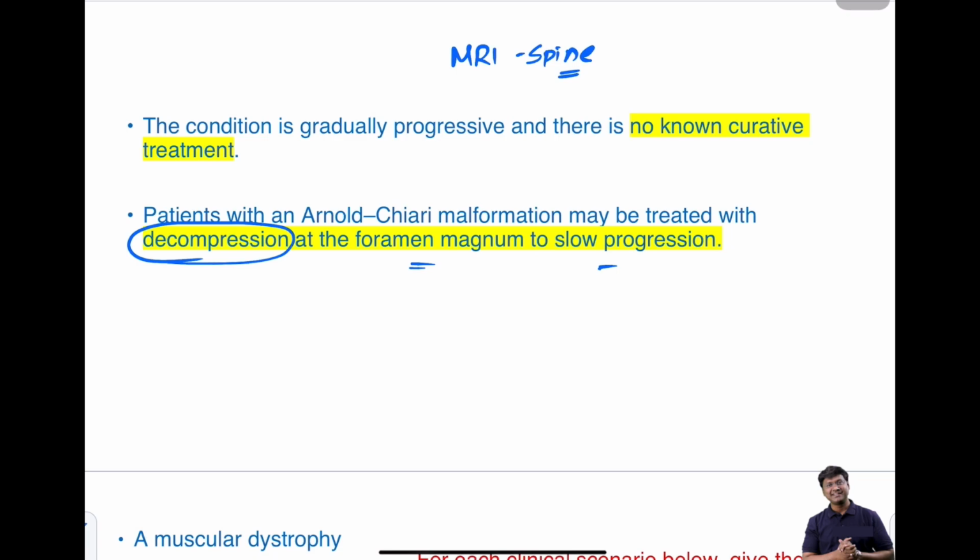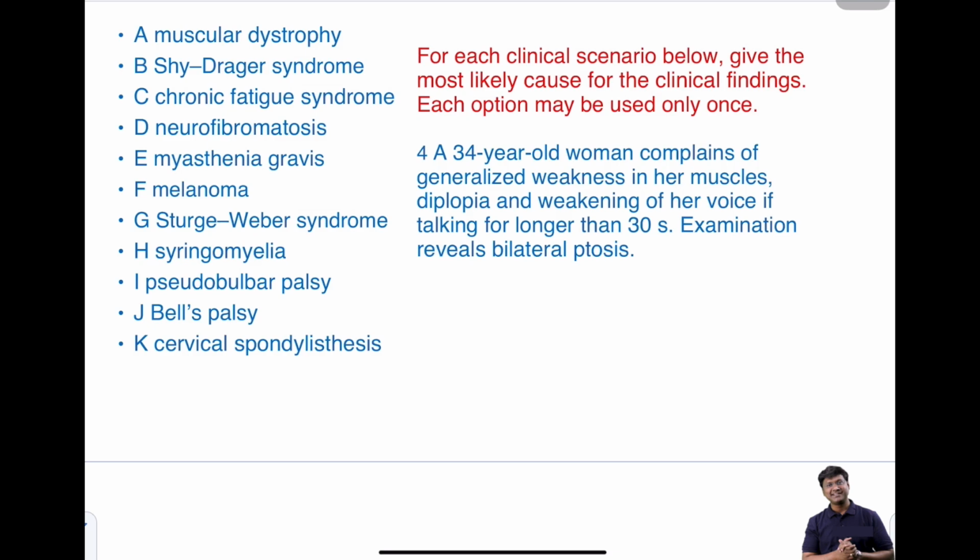So that is about the syringomyelia, right? The third clinical scenario. Now coming to the fourth clinical scenario, a 34-year-old woman complains of generalized weakness in her muscles, diplopia, and weakening of her voice if talking for longer than 30 seconds. Examination reveals the bilateral ptosis.